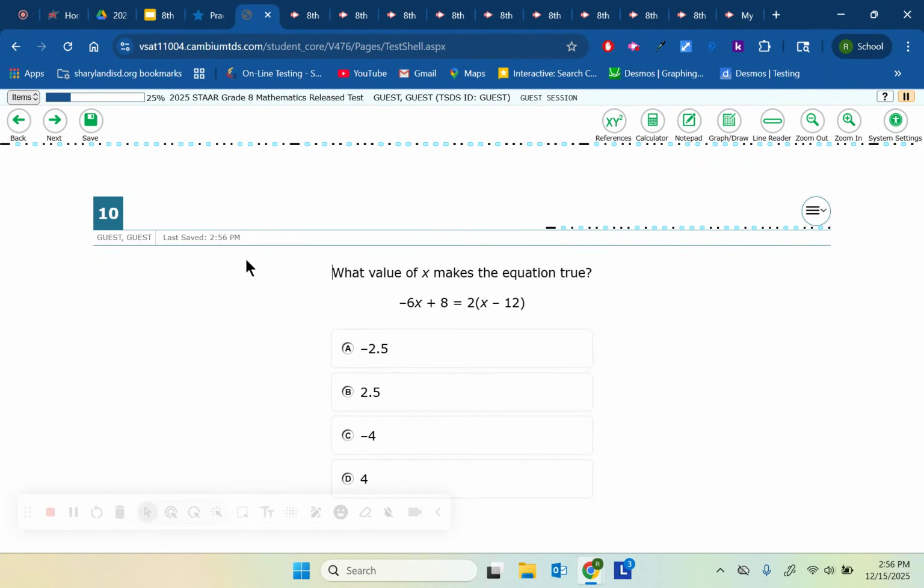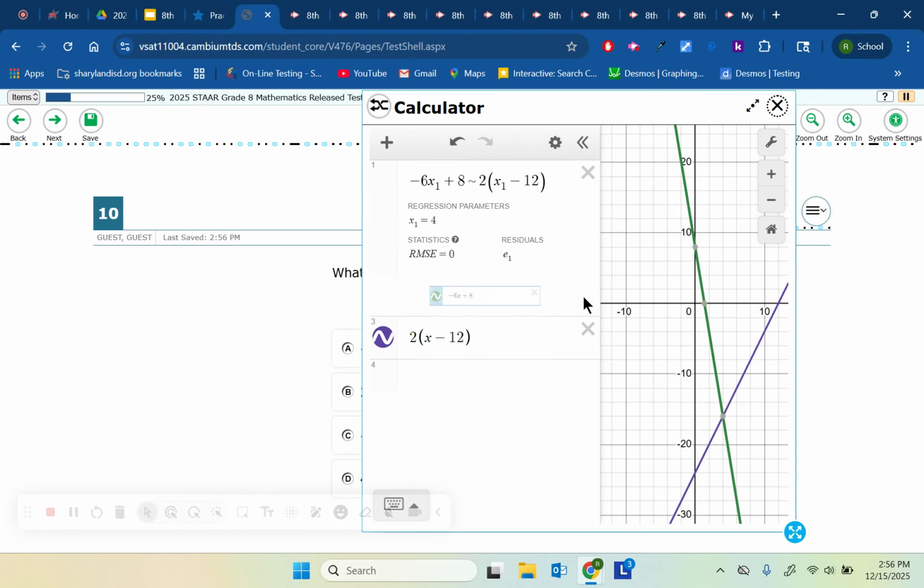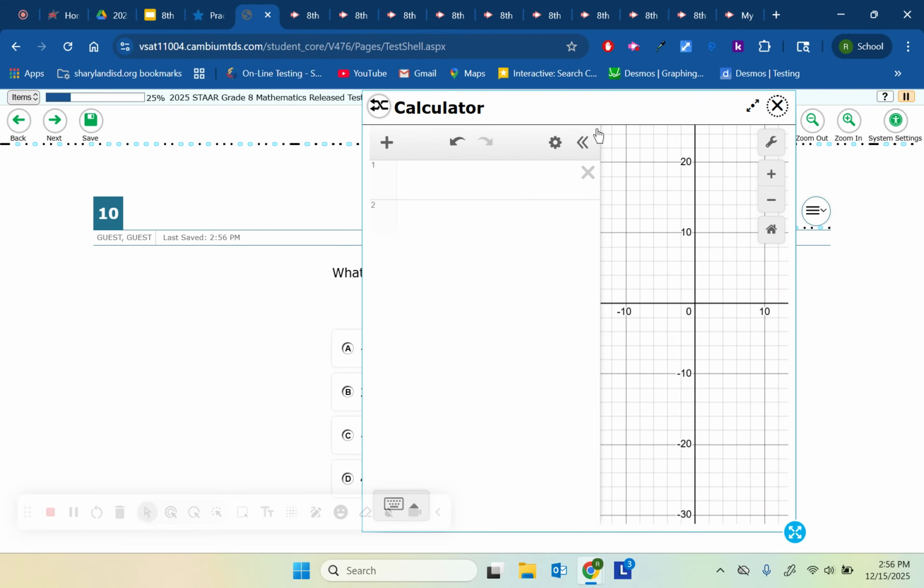Okay, number 10. If you missed this one, go home. I'm joking. However, I'm going to show you a bunch of different ways to get the right answer. I already worked them out. I'm thinking of different ways I can do it.